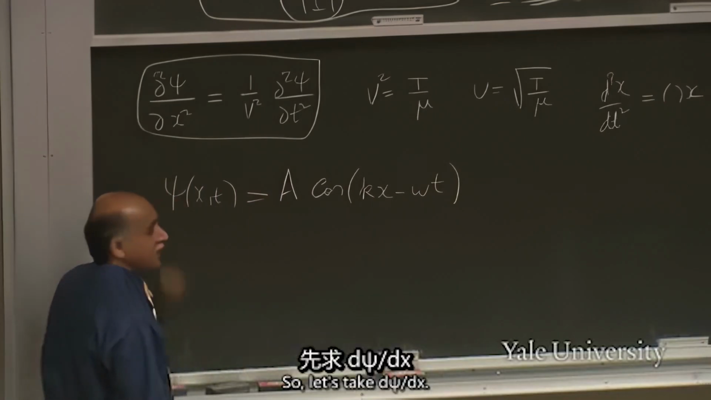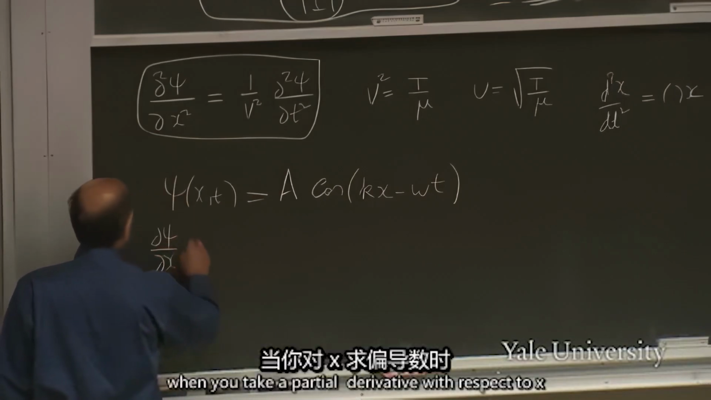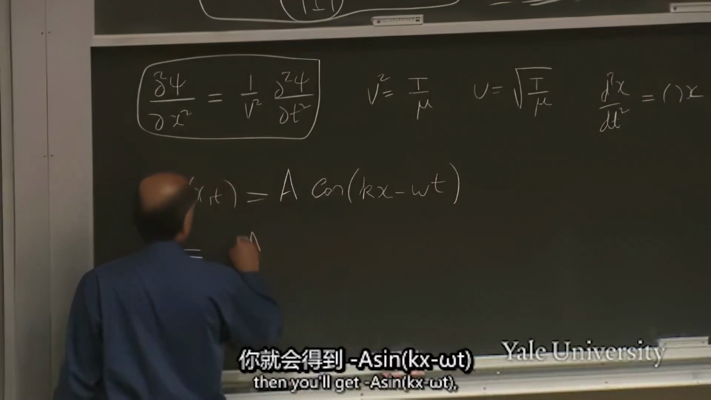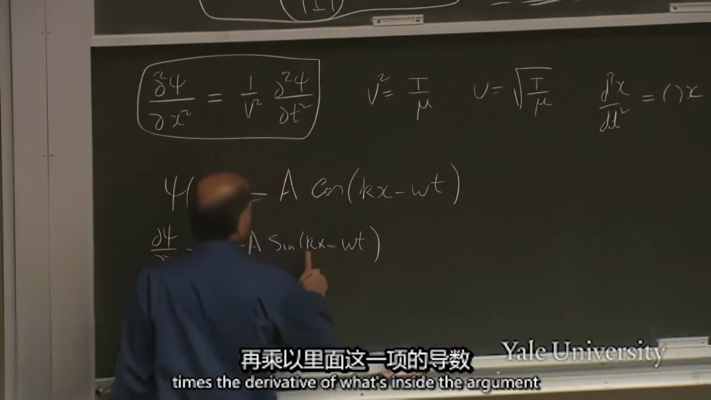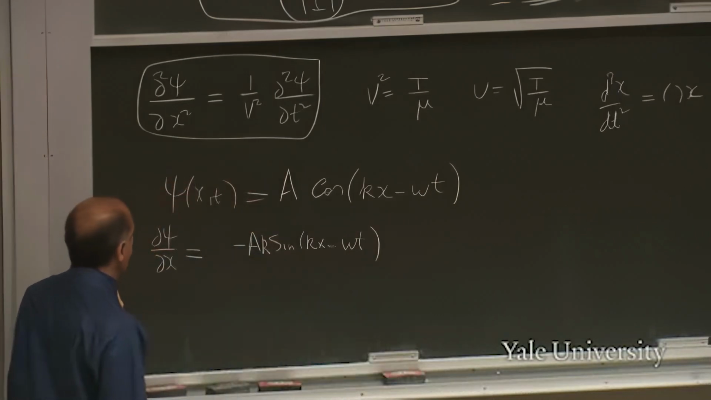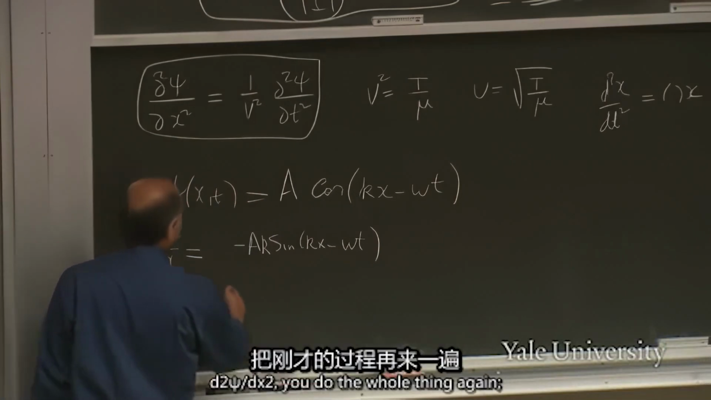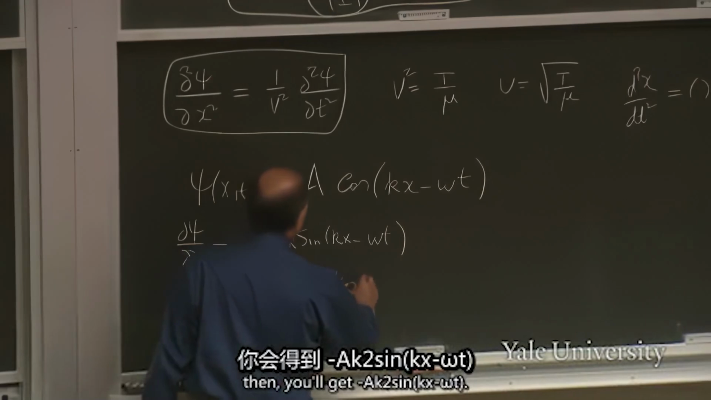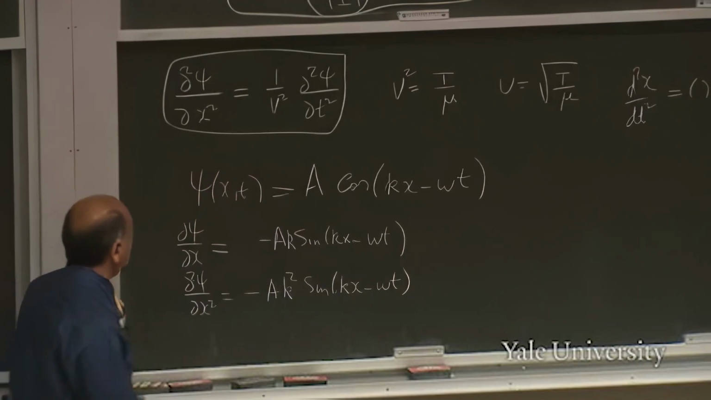So let's take d psi dx. What happens when you take d psi dx? When you take a partial derivative in x, it says forget about time, treat x as the only variable, then you will get minus a sine of kx minus omega t times the derivative of what's inside the argument, which happens to be k. Now if you differentiate the second time, d2 psi dx square, you do the whole thing again, then you'll get minus a k square cosine of kx minus omega t. I'm sorry. Yes, thank you.